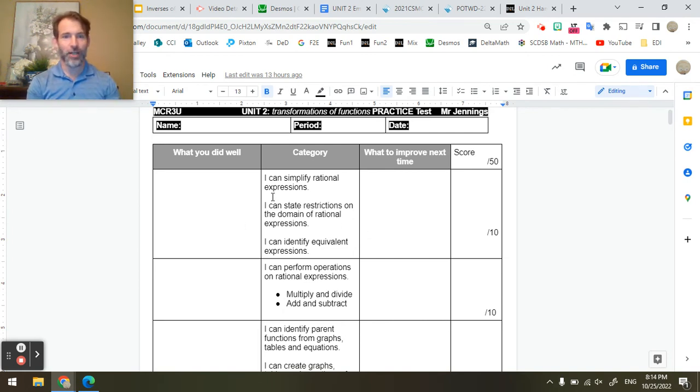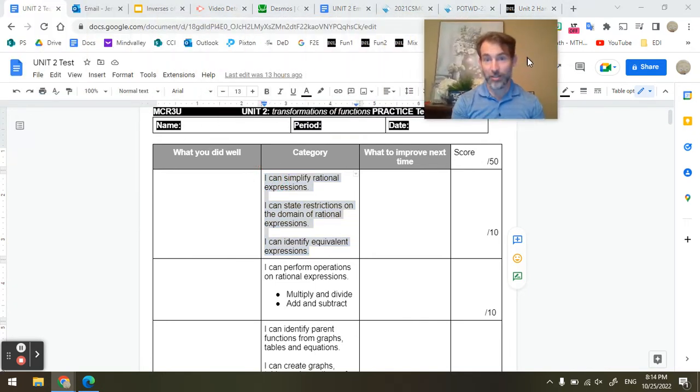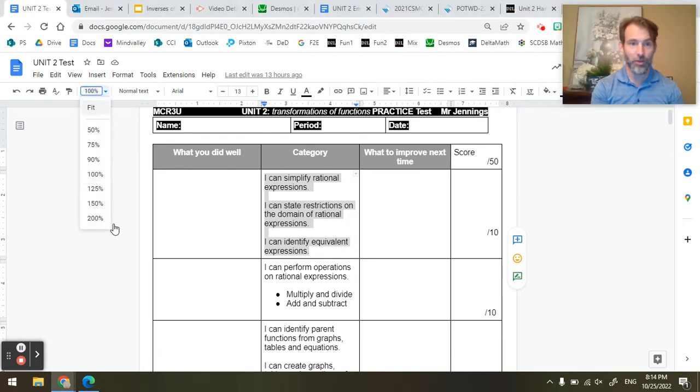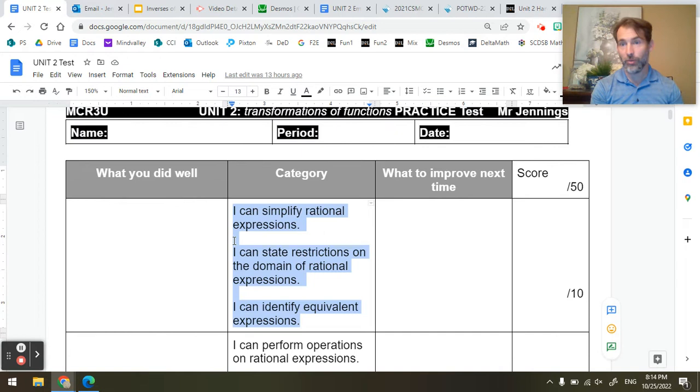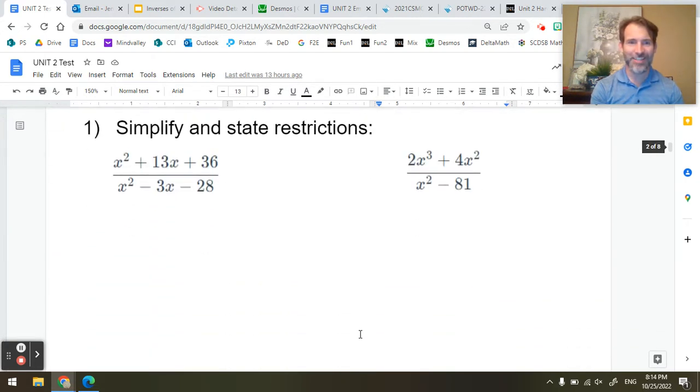I'm going to go over simplifying rational expressions, stating the restrictions on the domain, and also identifying equivalent expressions. I'd really encourage you, when you've got this practice test, to look at the rubric, because those are the skills that you want to make sure you have. Then you can look at the question types and try the different question types. I think this rubric can help you with your preparation and your studying. That's why I wanted to get it to you a little early. So let's take a look.